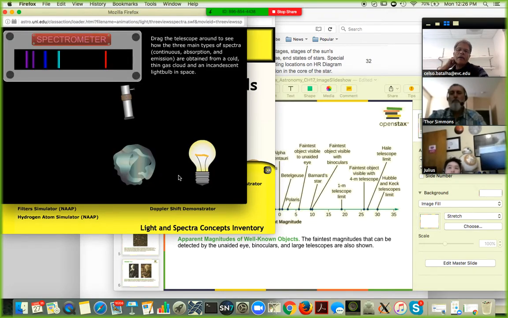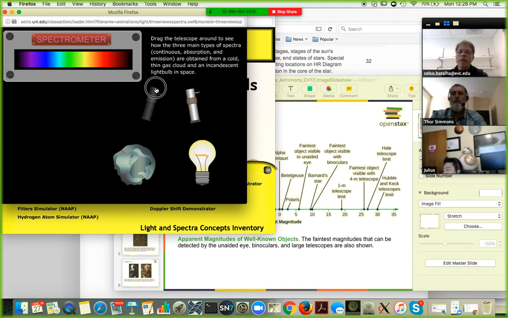So when do you have emission lines? When do we have absorption lines? When do we have continuum? So let's say you have... let me see how I can do that. Here you have a spectrometer. I have to find out how to use this.